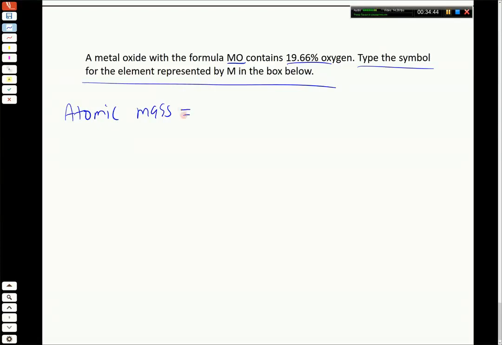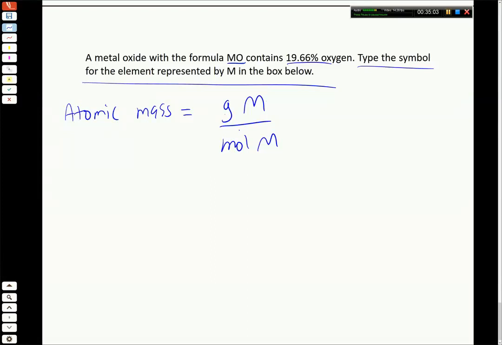So when you want to find atomic mass, you need the grams of the unknown element, in this case M, and you need the moles of that. Because remember, atomic mass is the number of grams per mole. So if we know those two quantities together, grams and moles, dividing the two, the ratio of the two, gives us the atomic mass.